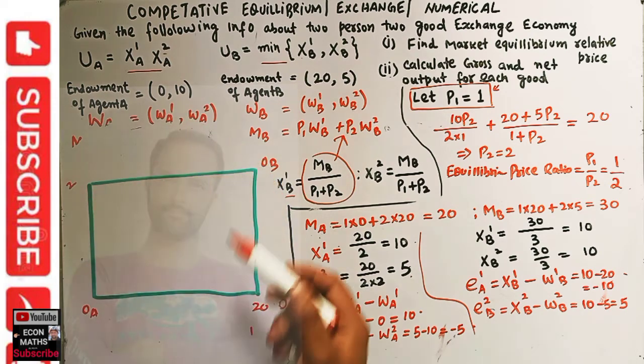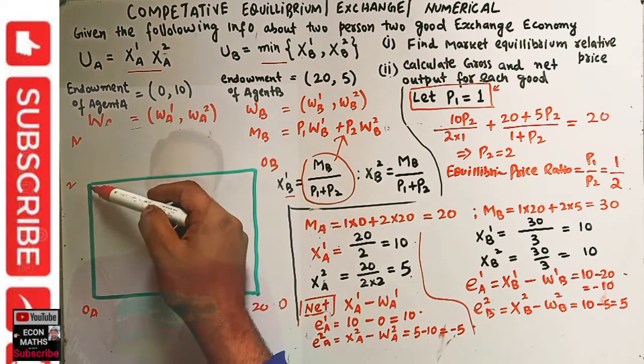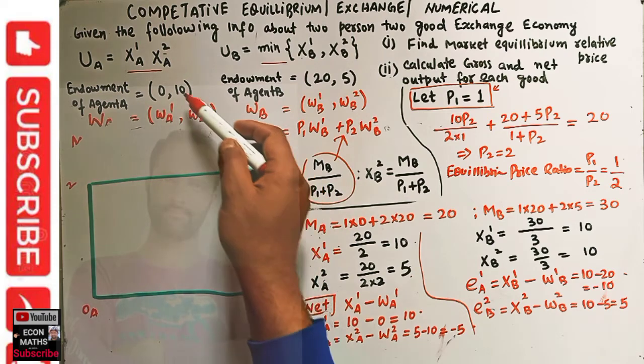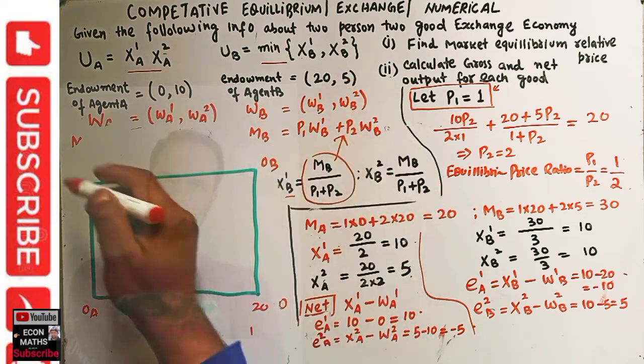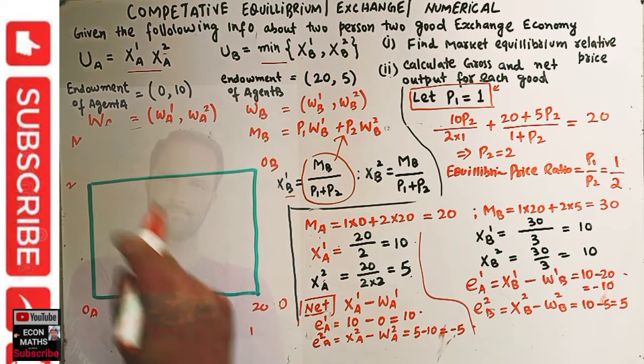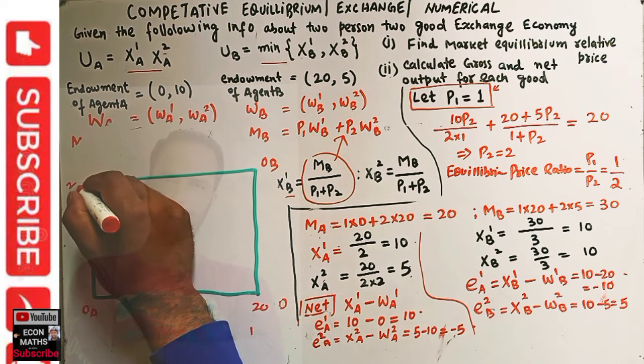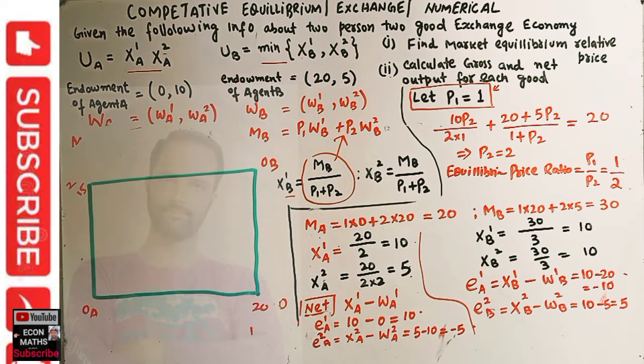And what will be the height? So good 2 is here, so WA2 is 10 plus 5 is 15. So 15 will be the height of this Edgeworth box. Also, on this axis we show the utility function of person A, and on this axis we show the utility function of person B.